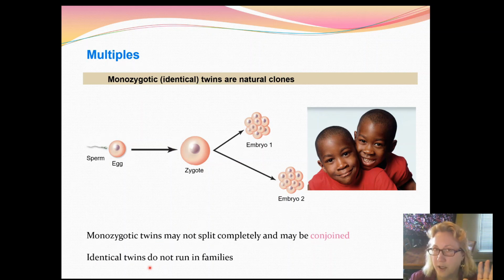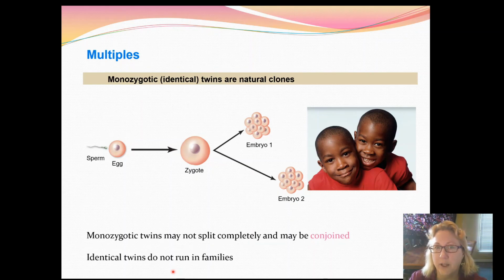Interestingly, we don't know what causes the embryo to split, but it's not genetic, because identical twins don't run in families. If a woman is an identical twin, or if a man is an identical twin, they have no greater chance of having offspring that are identical twins than the general population. So that tells us that it's not genetic. If it was genetic, that would mean that individuals who were an identical twin would have a greater chance of having children who are identical twins, and that's not the case. So that tells us it's something environmental. We have no idea what that might be.